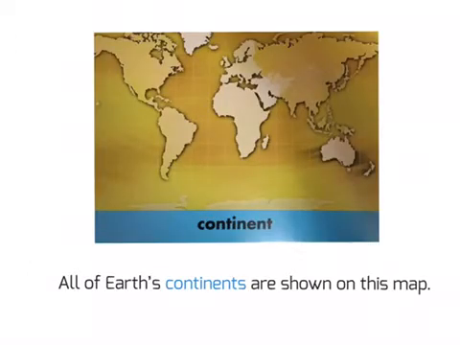Our next word is continent. All of Earth's continents are shown on this map. Continent. This may be a familiar word to you, especially looking at this picture. So go ahead and make that prediction about what continent means.